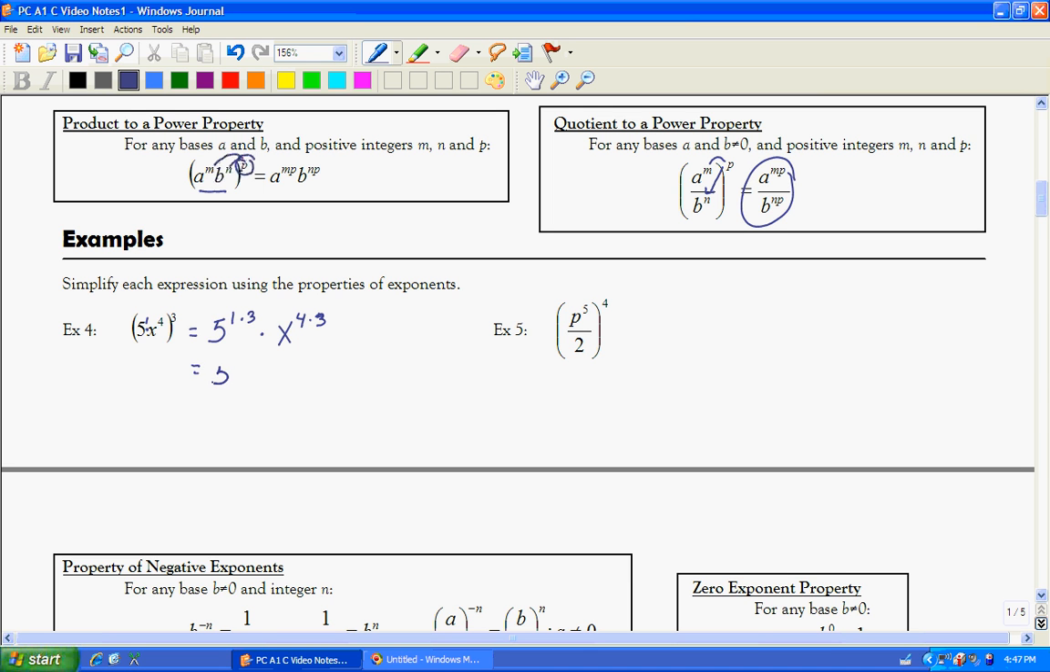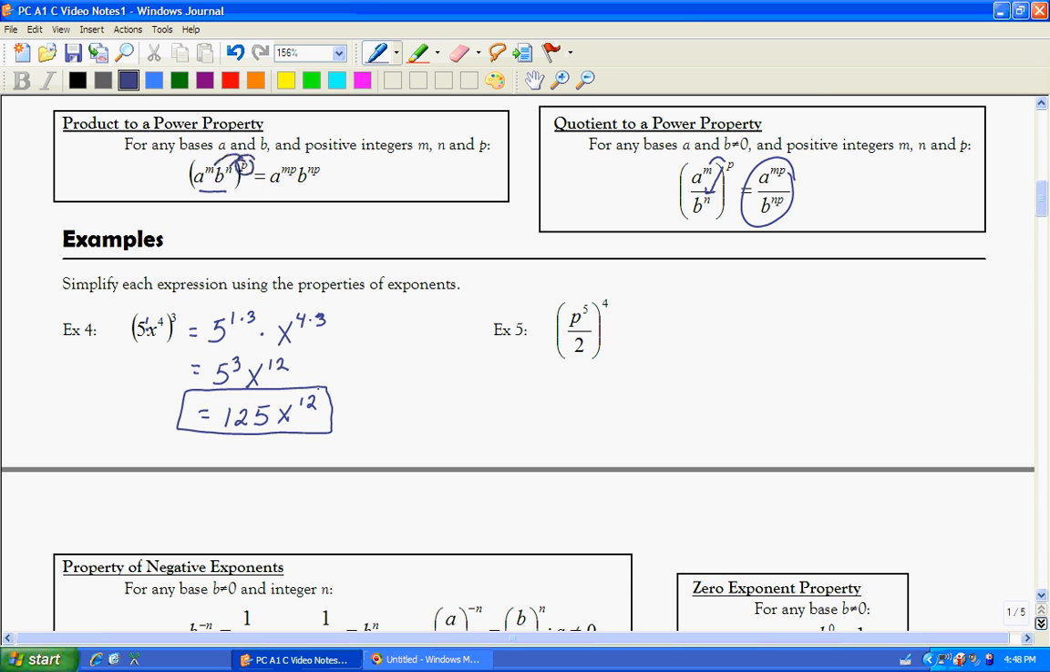So we end up with 5 to the 3rd times x to the 12th, and if we have a number raised to a power, we can figure out what that number is. So 5 cubed is 5 times 5 times 5. Which is 125, x to the 12th power. There's our answer.